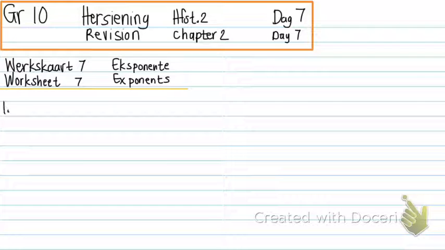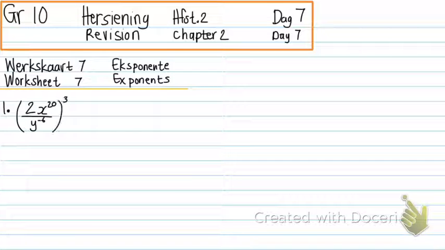So let's start. The first question is (2x^20 / y^-6) to the power of 3. When there's a power outside and everything inside is multiplied and divided, then that power on the outside counts for everything inside. So it's 2 to the power 3, x to the power 20 times 3, and y to the power negative 6 times 3. So it's 2 to the power 3, which is 8, x to the power 60, and y to the power negative 18.